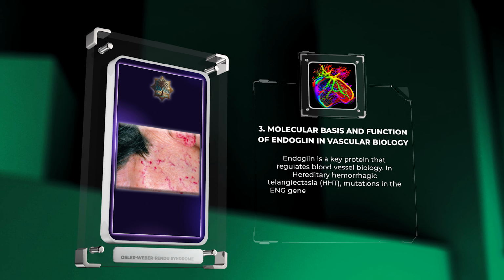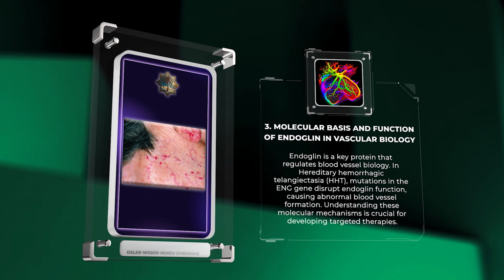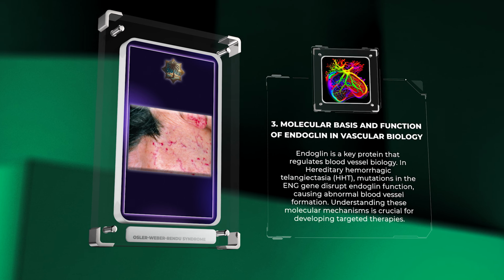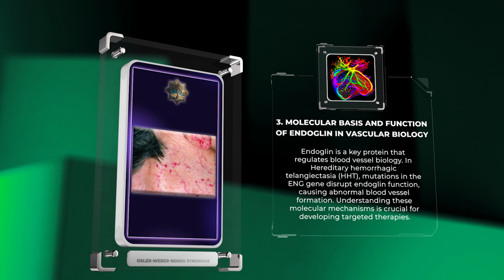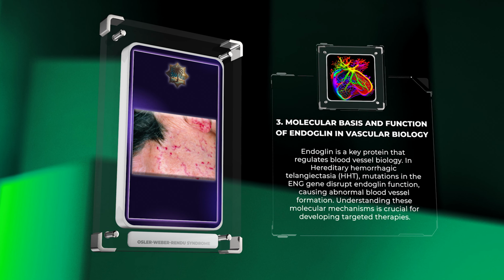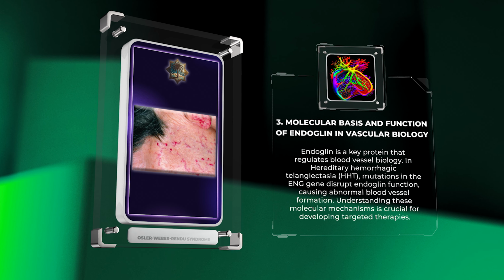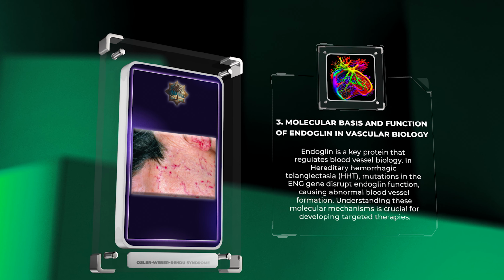Endoglin is a key protein that regulates blood vessel biology. In hereditary hemorrhagic telangiectasia, HHT, mutations in the ENG gene disrupt endoglin function, causing abnormal blood vessel formation. Understanding these molecular mechanisms is crucial for developing targeted therapies.